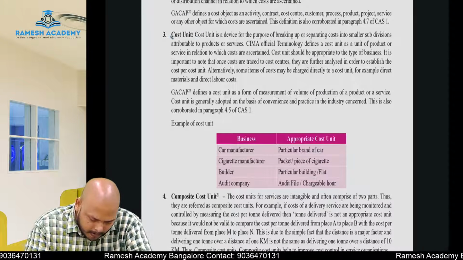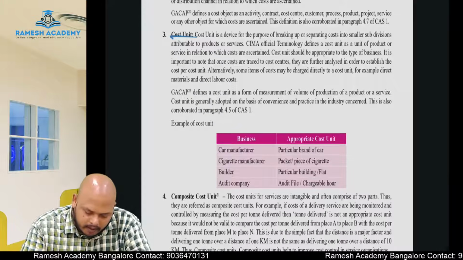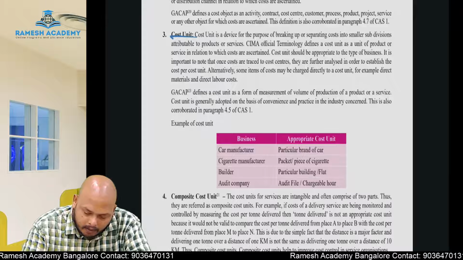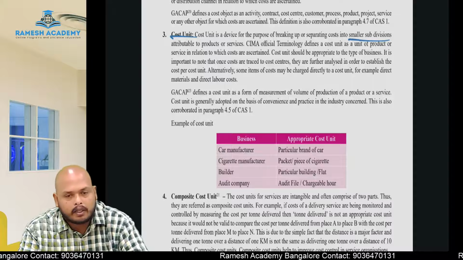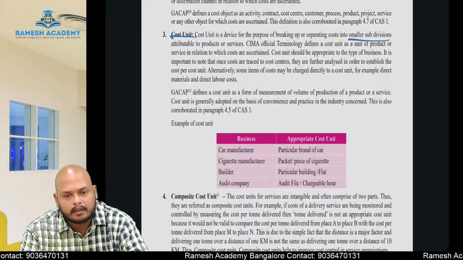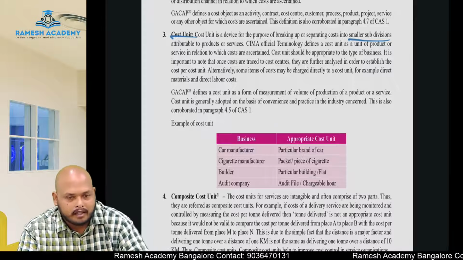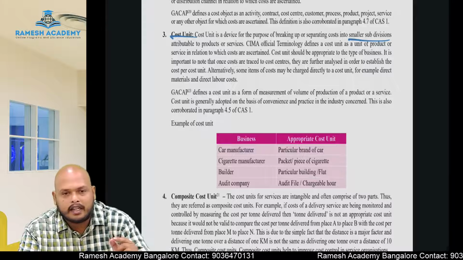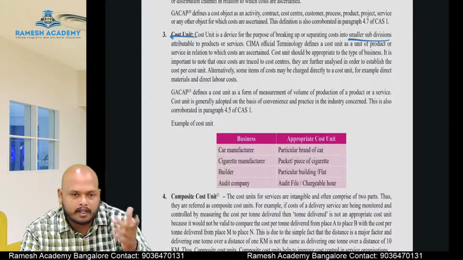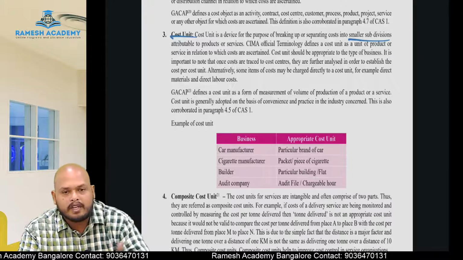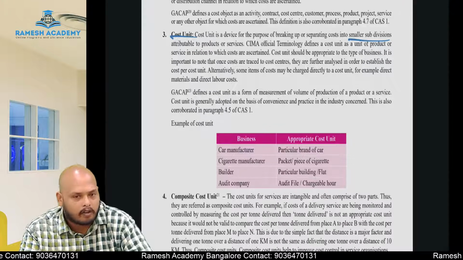Next, cost unit. What do you mean by cost unit? A cost unit is a device for the purpose of breaking up or separating the cost into smaller subdivisions attributable to the product or service. That we will call a cost unit. Cost unit is nothing but breaking down the object into small pieces, like share capital and share. A share indicates you are dividing the whole share capital into small pieces. That small piece is called a share. Here in the case of cost unit also, to measure a cost, we are breaking the cost into small separate pieces. That we will call a cost unit.